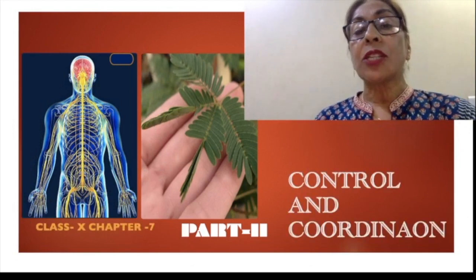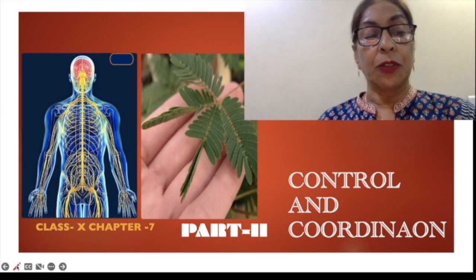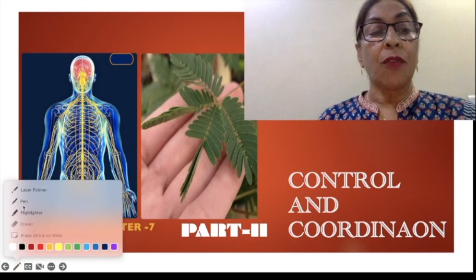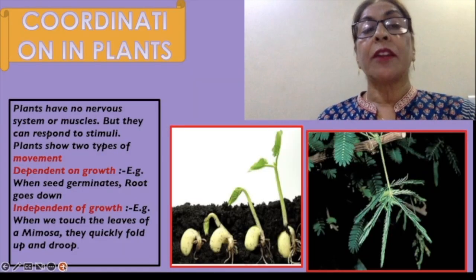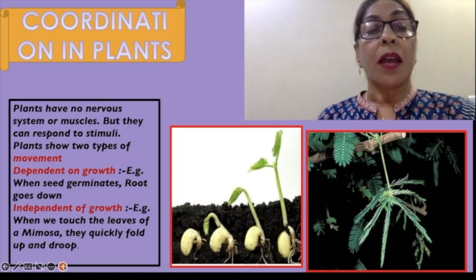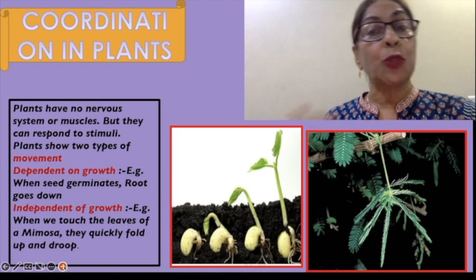Control and Coordination part 1 I have already explained in my previous video. I think you must have observed. Now in this chapter we are going to study about the coordination in plants. Plants have no nervous system or muscles, but they can respond to stimuli.